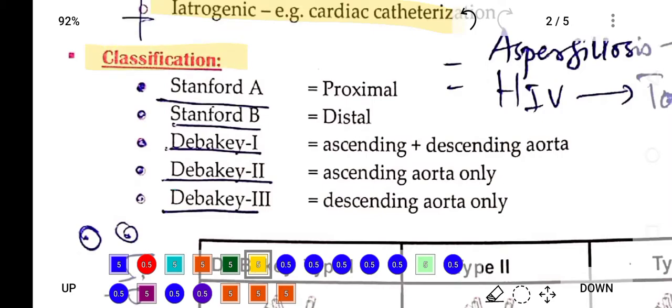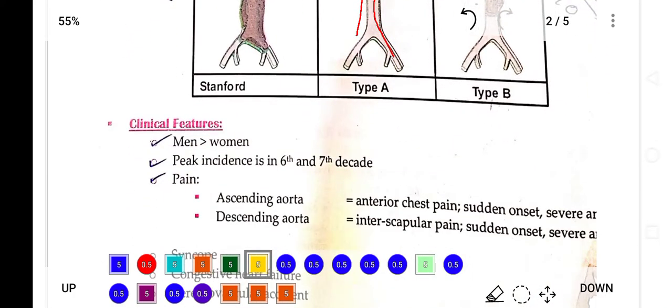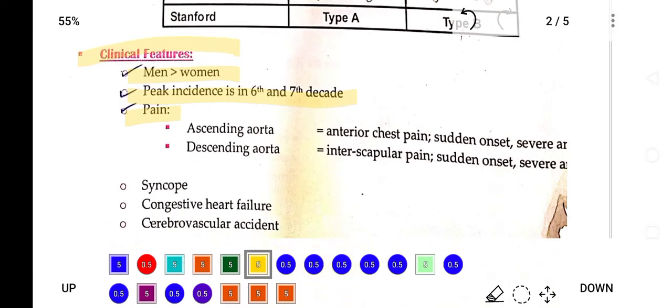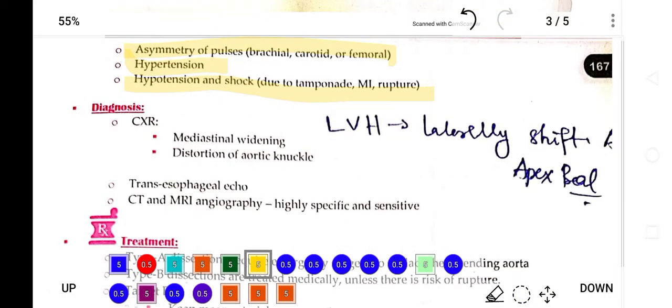Classifications of aortic dissection are different types: Stanford A, Stanford B, DeBakey 1, DeBakey 2, and DeBakey 3. So these are the classifications of aortic dissection, and the clinical features are: in men it occurs more commonly as compared to women. Peak incidence occurs in the 6th to 7th decade. Pain is present in the chest, sudden in onset, and in descending aortic dissection the pain will be interscapular, and it is severe. Syncope will be there, congestive heart failure, cerebrovascular accident, hypertension, hypotension, shock, and asymmetrical pulses will also be felt.